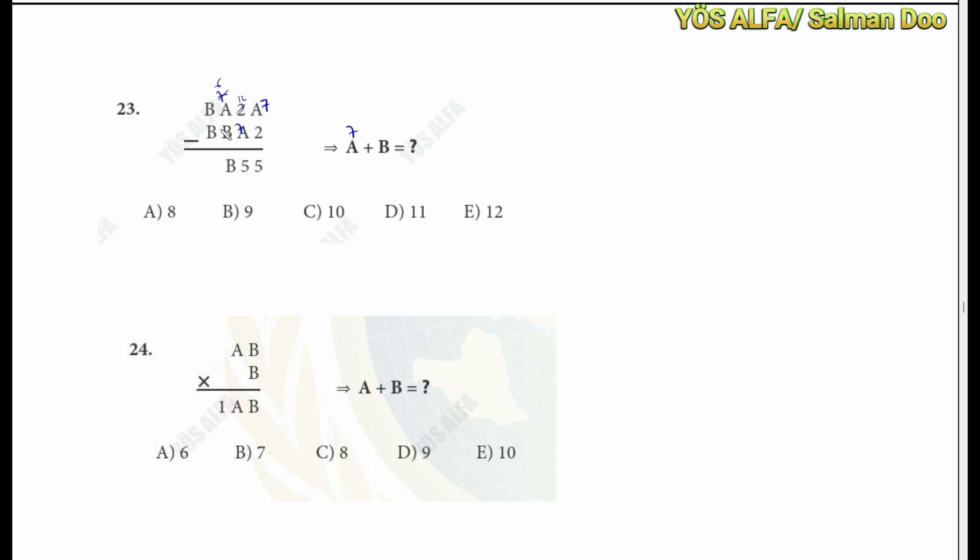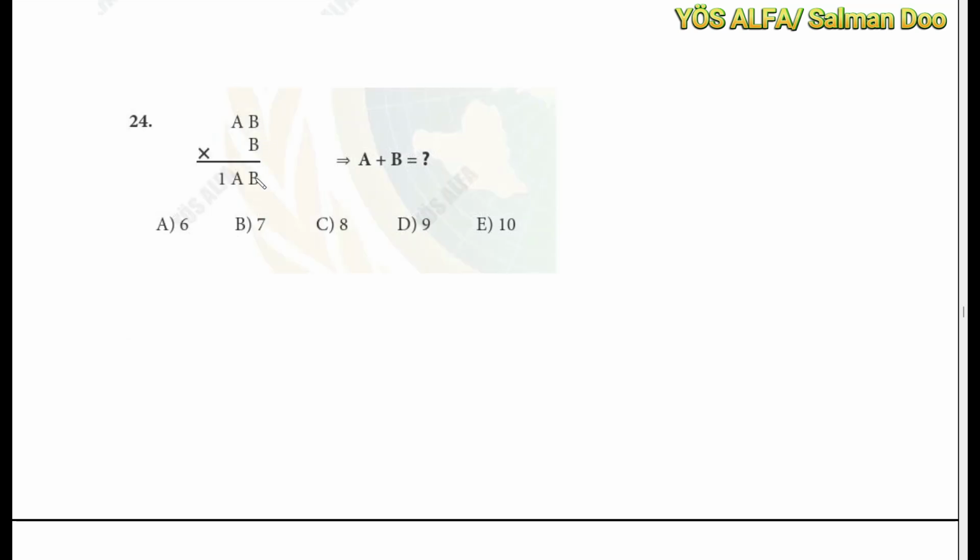6 minus B is B. B minus B is 0. So 6 minus B is B. 6 is equal to 2B. So B is equal to 3. So A plus B has to be 10. B times B is B.